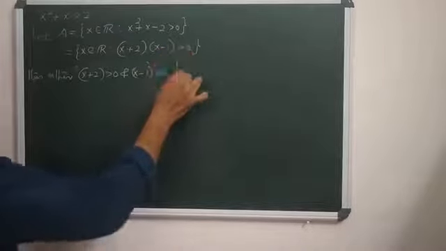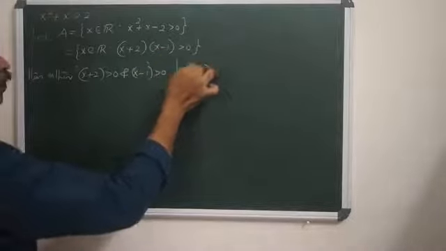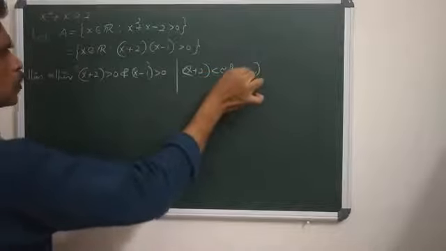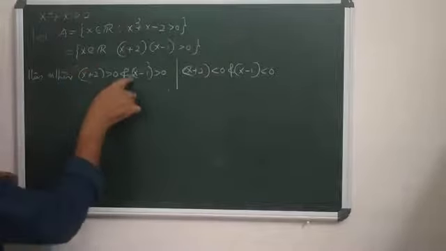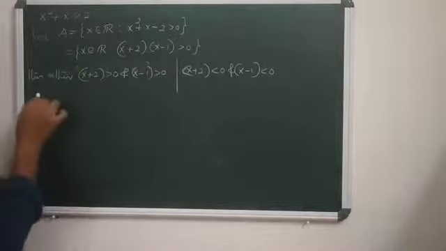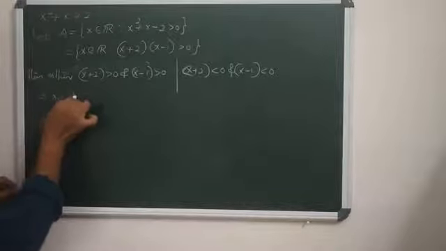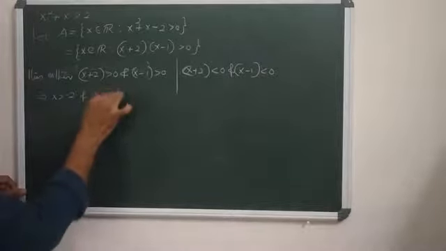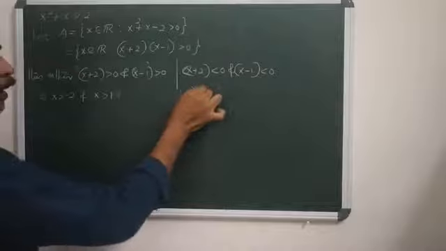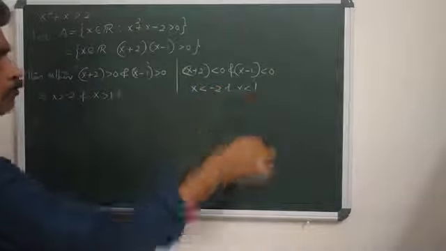Or x plus 2 is negative and x minus 1 is negative. Why? Because we know that when AB is positive, we already proved this result. When AB is positive, either A positive and B positive or A negative and B negative. So, x plus 2 positive and x minus 1 positive. X plus 2 is positive means x greater than minus 2, and x minus 1 positive means x greater than 1. Here it is x less than minus 2 and x less than 1.